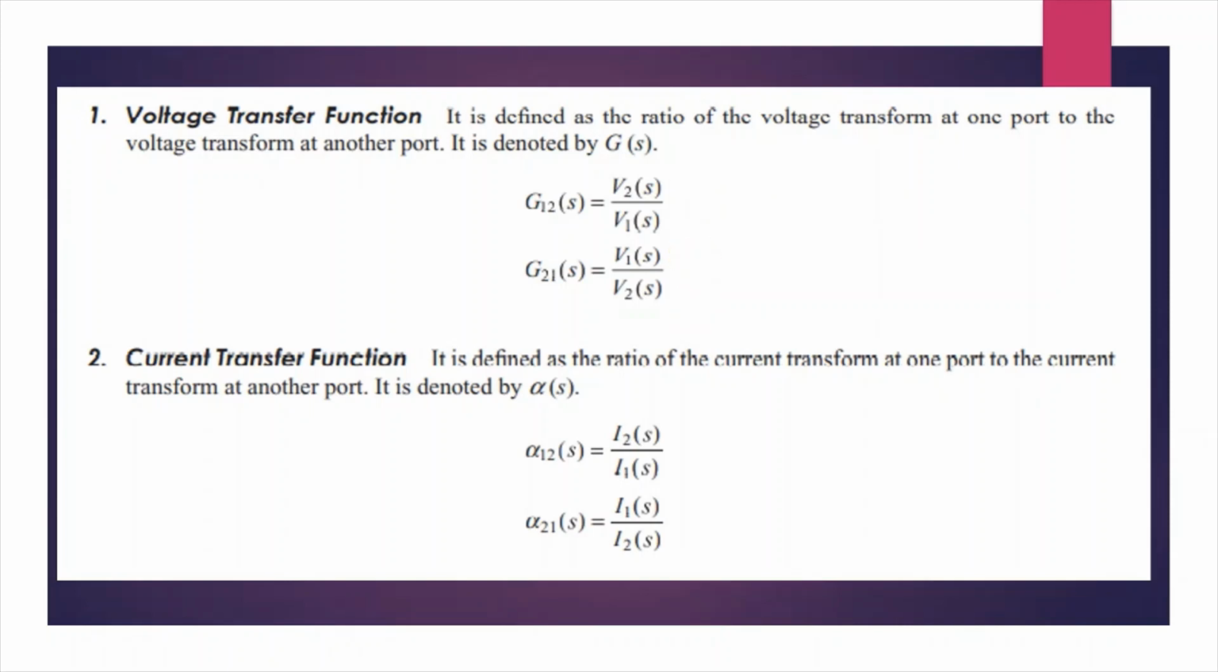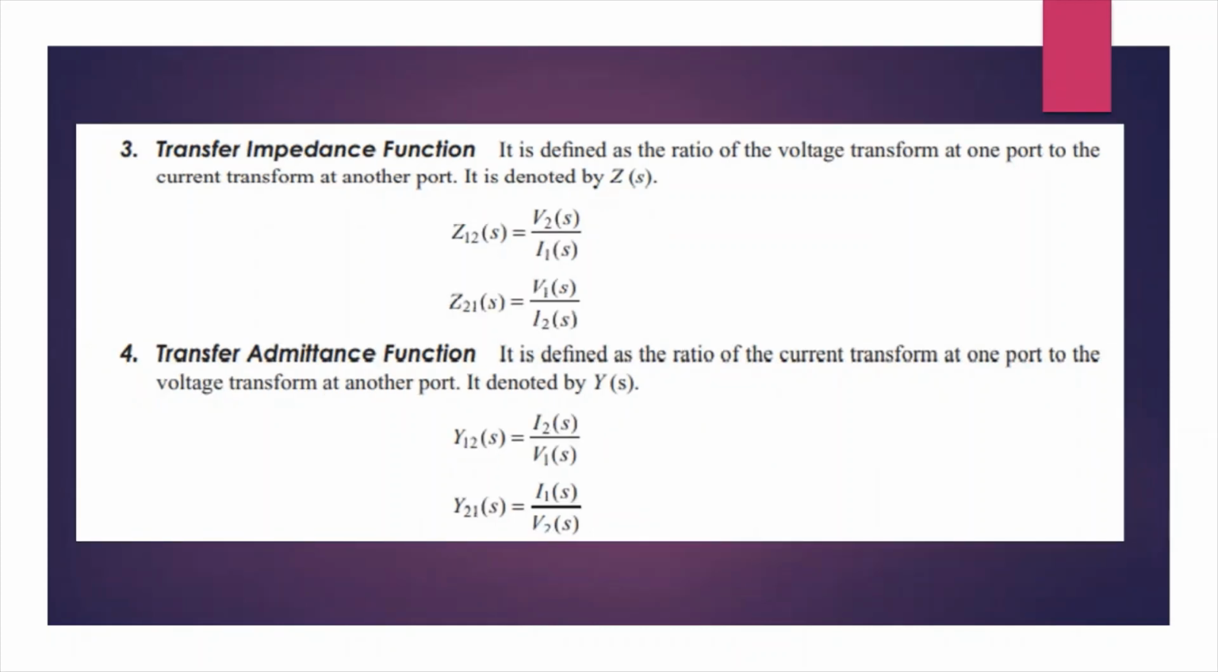Similarly we have the current transfer function, which is the ratio of the current from one port to the next. Again it is represented by alpha 12, which means it is transferred from port 1 to port 2, and we have the inverse, alpha 21. The third type of transfer function is impedance, which is given by voltage by current. Here we have V2 by I1, which is Z12, and Z21 will be the opposite. Then we have the transfer admittance function, which is self-explanatory.